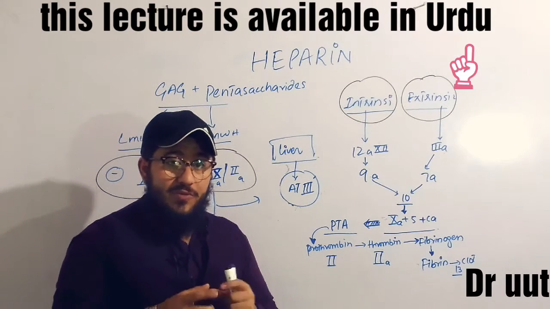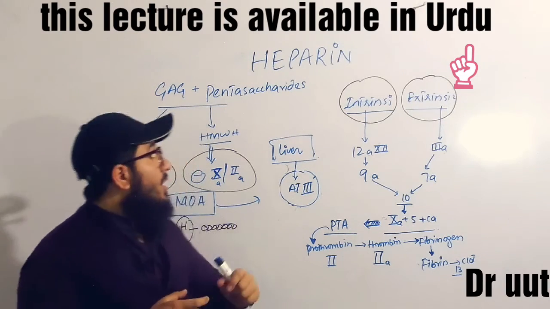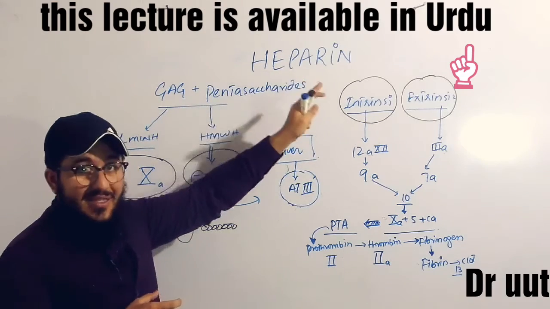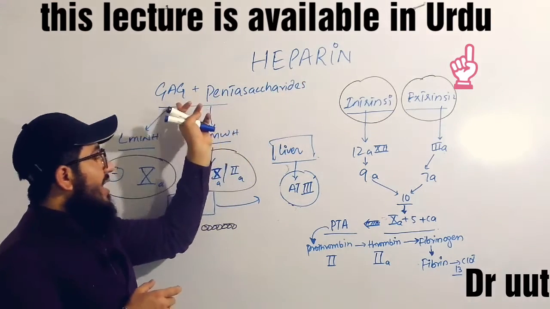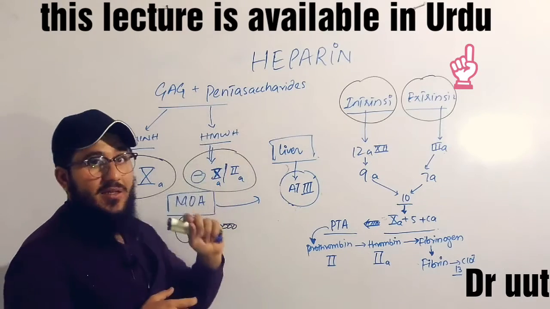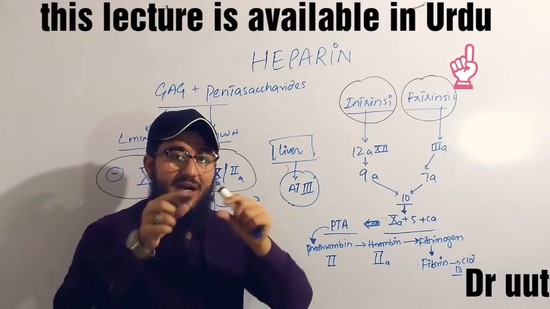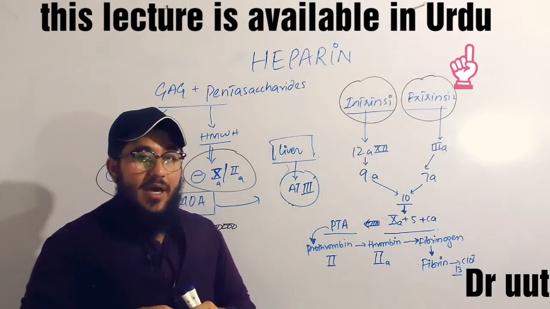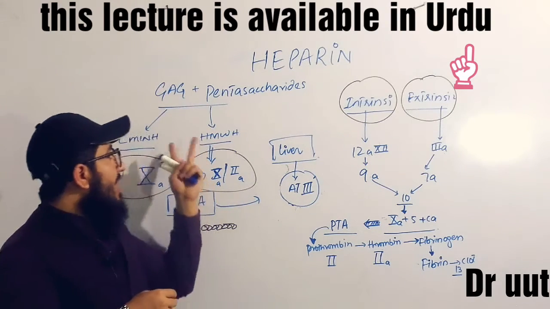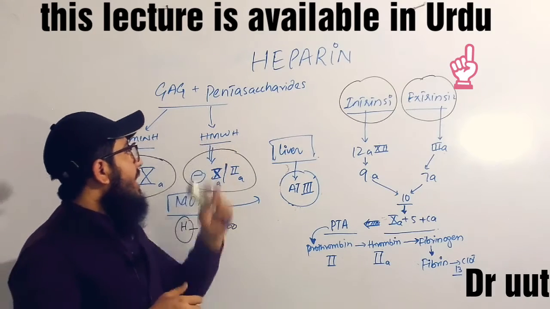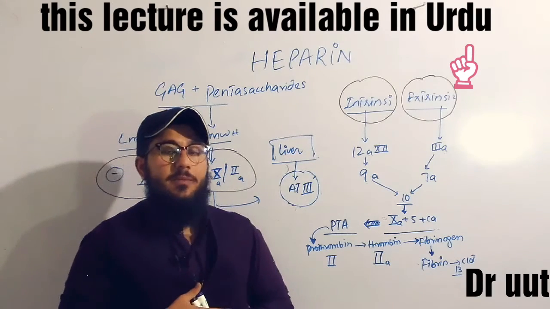Heparin, which is one of the anticoagulants. Heparin is synthetically prepared, and it is having the GAGs and pentasaccharide. Means that heparin is produced when the GAGs and pentasaccharide are combined together. And we then have further two types of heparin: low molecular weight heparin and high molecular weight heparin.